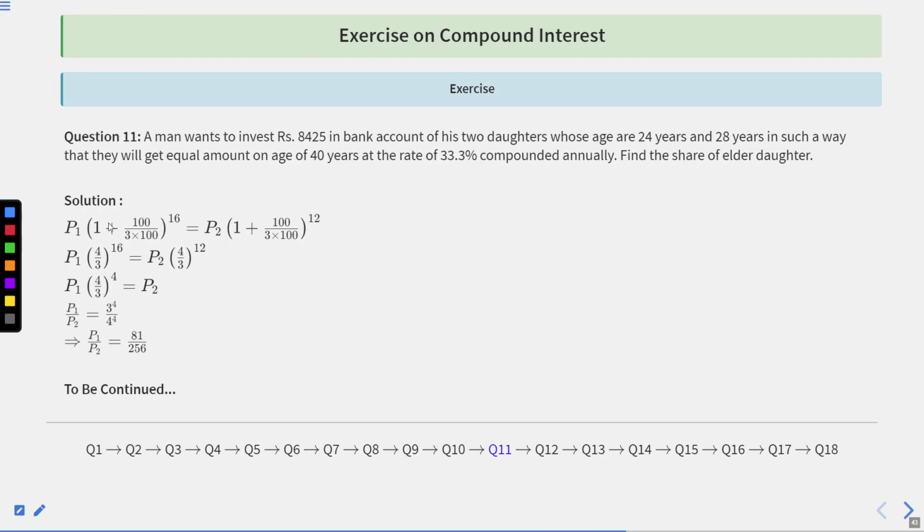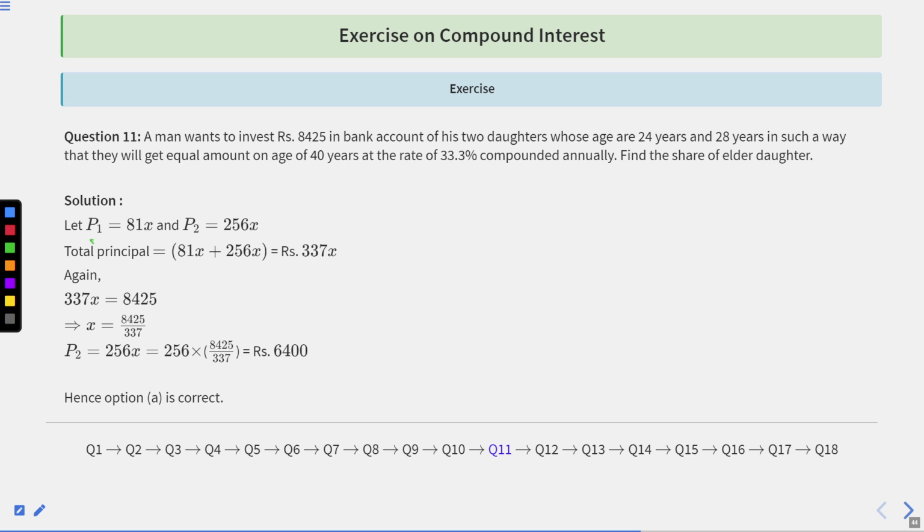So here P1 times (1 + 100/(3 × 100))^16 is equal to P2 times (1 + 100/(3 × 100))^12. So this will be equal to P1 times (4/3)^16 equal to P2 times (4/3)^12. So P1/P2 will be equal to 3^4/4^4. That means P1/P2 is equal to 81/256.